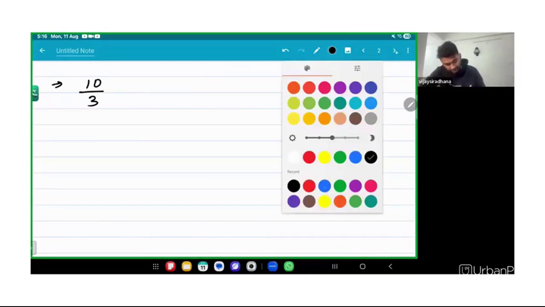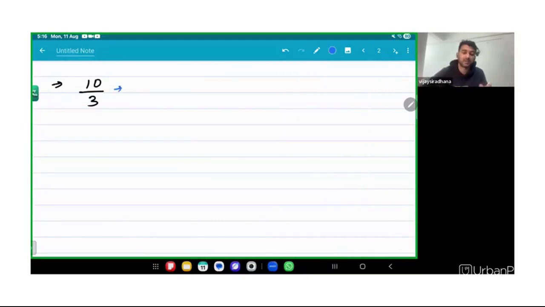Then what will you tell? The value of 10 by 3 is nothing but how much? It is 3.3333, and it will keep on going till infinity. So you can write this as 3.3 bar, isn't it? Bar is something that shows this number keeps on going till infinity.